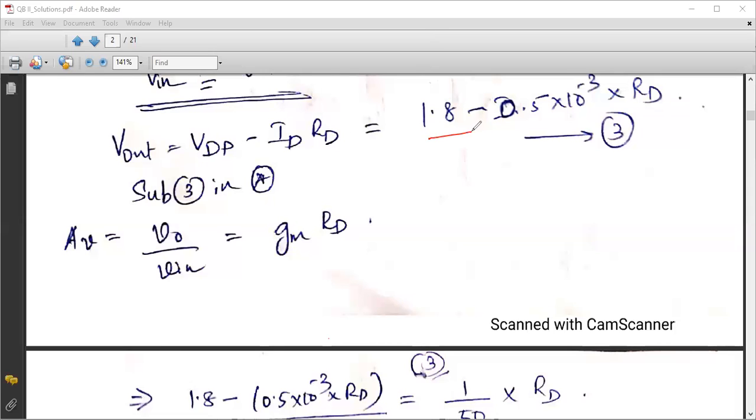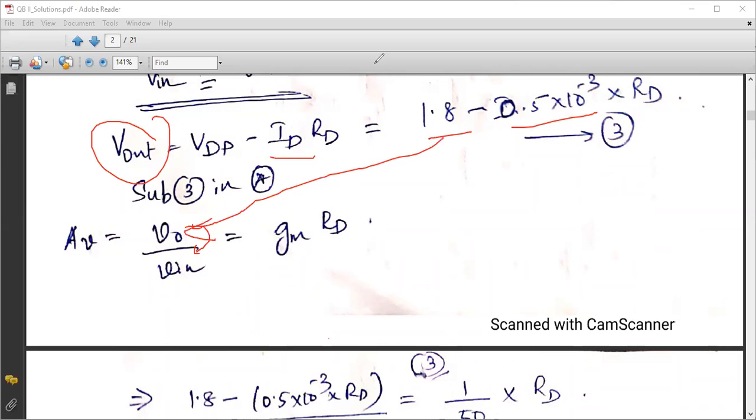So VDD is 1.8 minus ID, which is 0.5 milliamps. So you need to convert it into RD. This is the equation for V out. And we know AV is the voltage gain, which is gm RD as per our main equation number A. In this, we are going to substitute V out in the numerator.